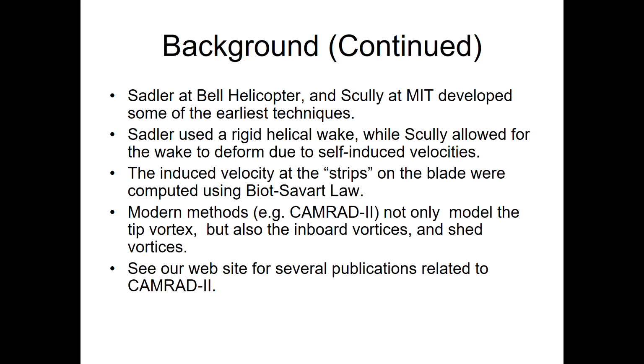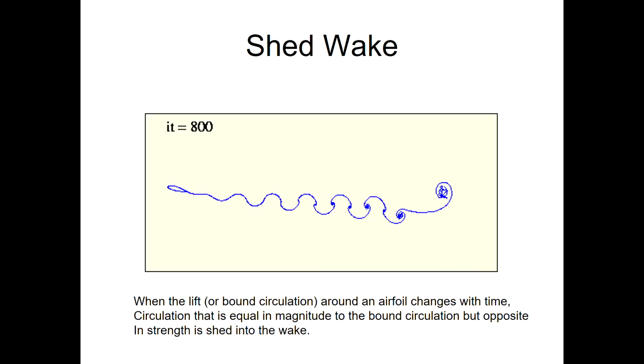Programs such as CAMRAD, ARCAS, DYMORE, UMARC, and HOST, and other programs use either a rigid wake, a distorted wake, or a free wake. This is an example of a wake generated by an airfoil as it pitches up and down. Notice that the wake structure is not a flat horizontal line like our skewed wake model. Everything does not blow linearly left to right. Plus it's distorted. It's rolling up into strong structures. So this needs to be captured.